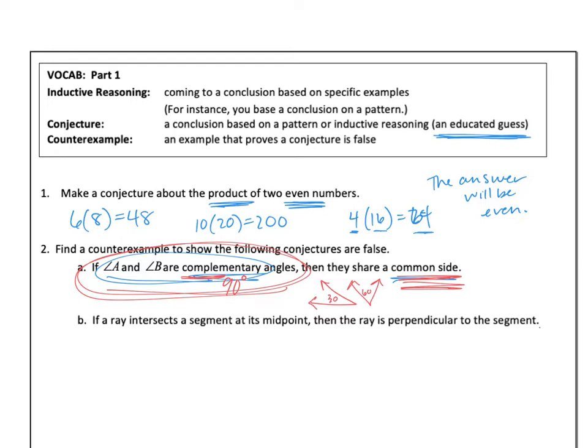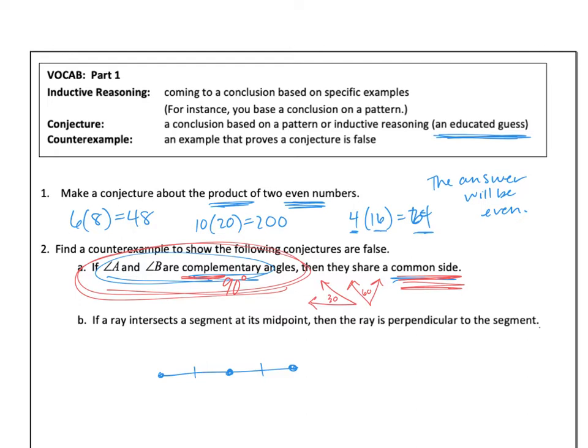Let's try another one. So part B, if a ray intersects a segment at its midpoint, then the ray has to be perpendicular to the segment. Okay, let's draw a segment. Here's our segment. Now, put a spot at the midpoint. Okay, put a dot there, a point at the midpoint. So here we have a segment, and there's a point at the midpoint.